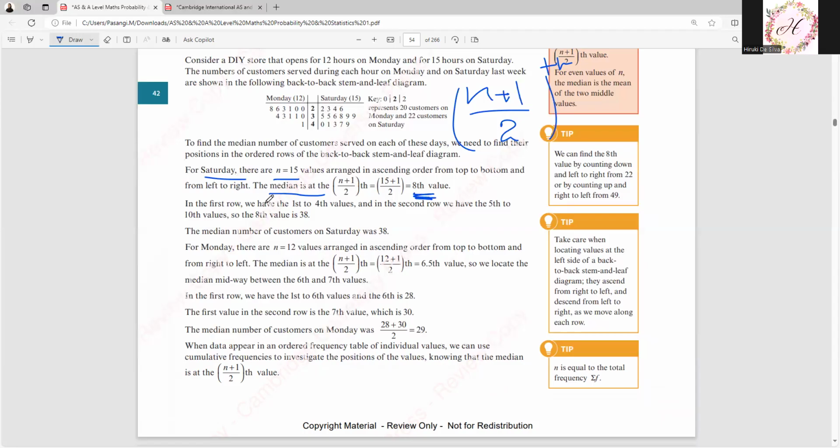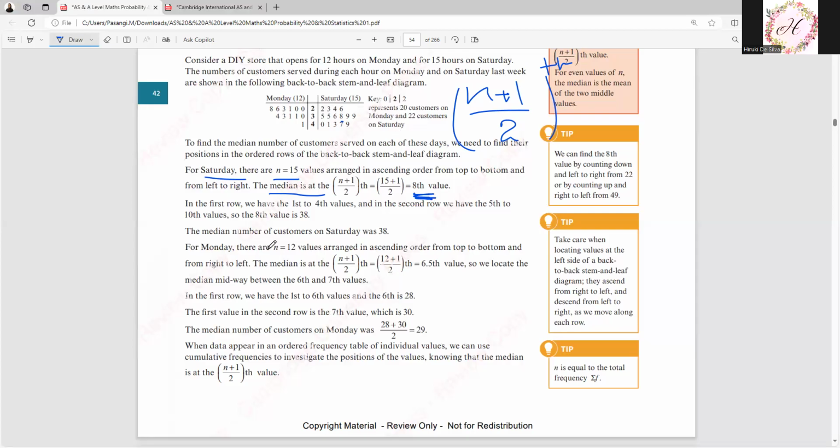Now, in the first row, we have the first to fourth values. What is actually the eighth one? 1, 2, 3, 4, 5, 6, 7, 8. That means the 38. 38 is the middle value, or the median, of the Saturday values. Is it clear? Yes. Okay.